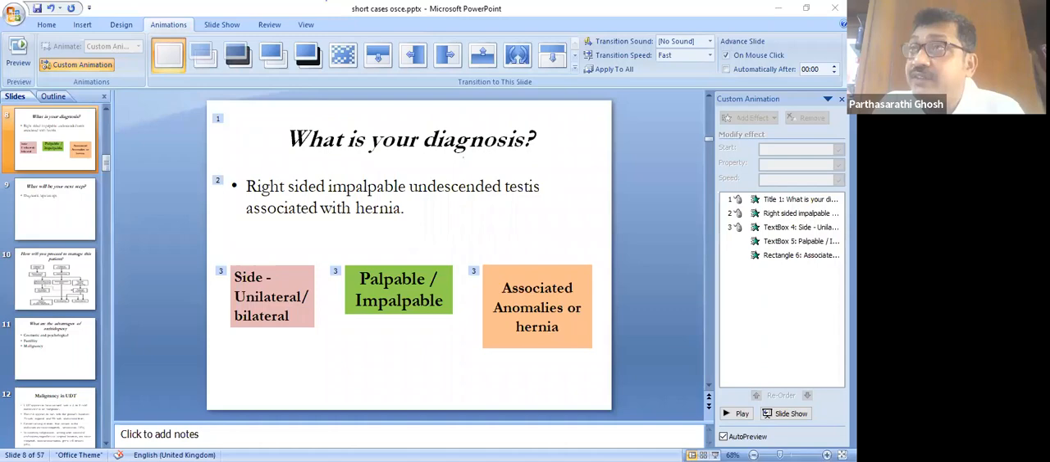Now, what malignancy will happen if you don't bring down the testis from the abdomen?